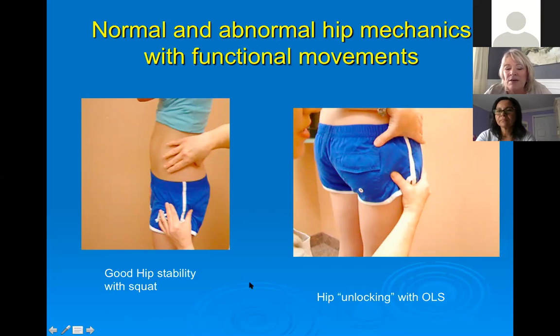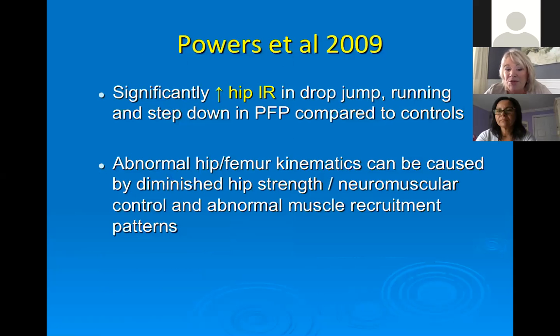So does that necessarily mean that the problem is coming from the hip, that it is a hip capsule problem? Not necessarily, okay? If you're looking at some research here, Powers and company in 2009 noticed an increase in hip internal rotation with various functional activities like drop jump, running, and step down in patellofemoral pain compared to controls. And so there is a problem with an increase in hip internal rotation in relation to the patellofemoral pain in particular.